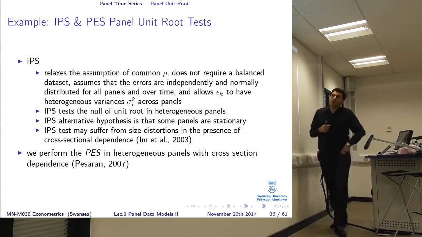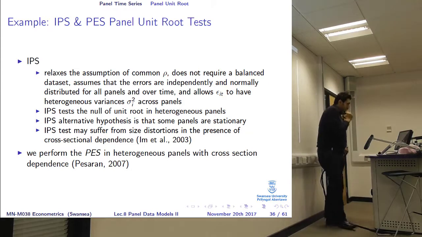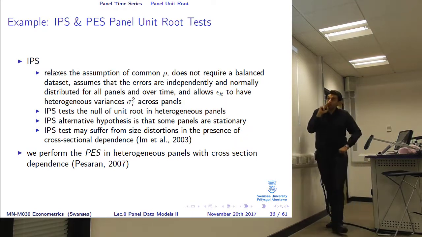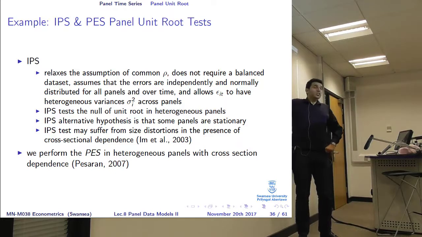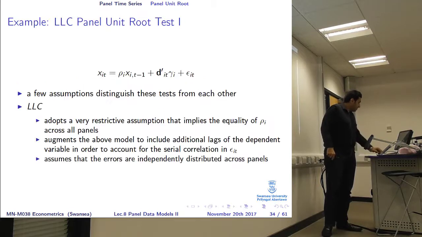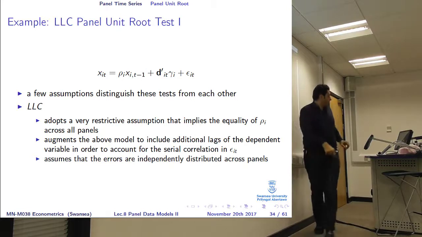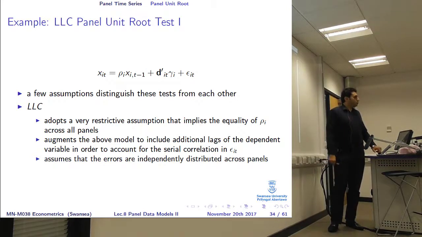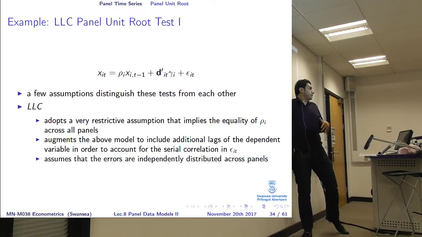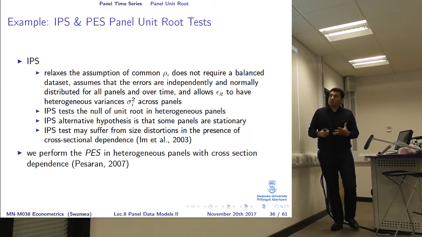So what's the difference with the IPS? IPS starts with the first assumption about rho, and it relaxes this assumption. It doesn't have to be the same. If I want to be more accurate, I don't know why I did it that way, I think this subscript should drop. It should be just rho. But with the IPS, we can include the subscript i, so it could be different from one panel to another, because it relaxes the assumption.